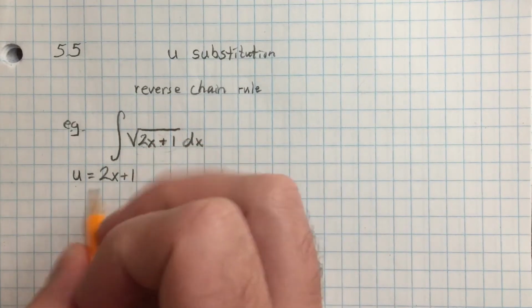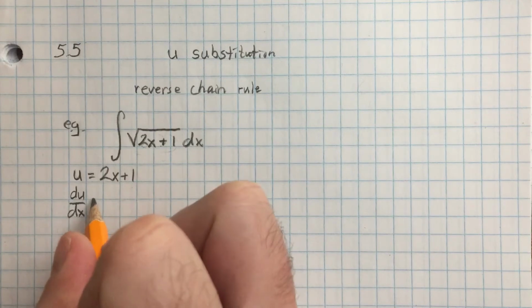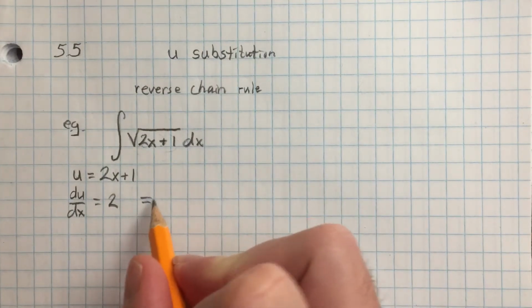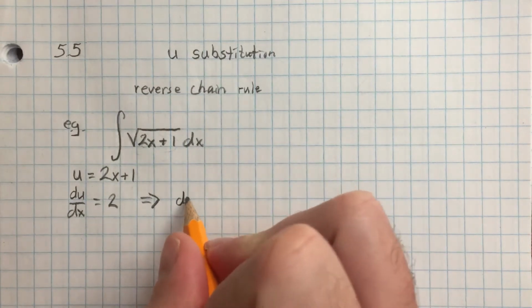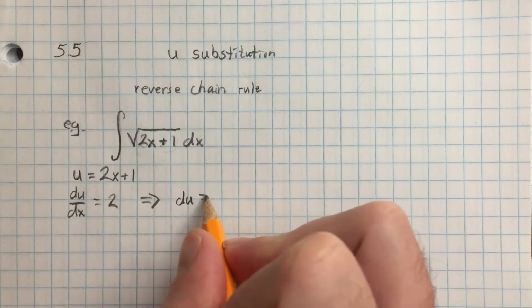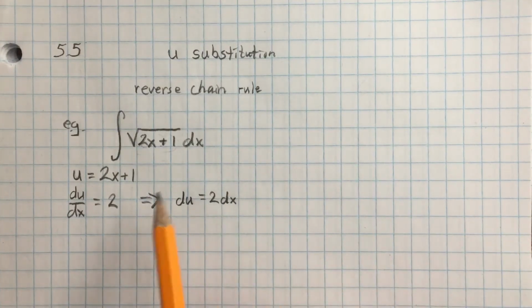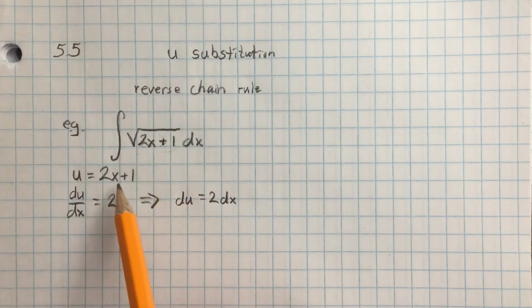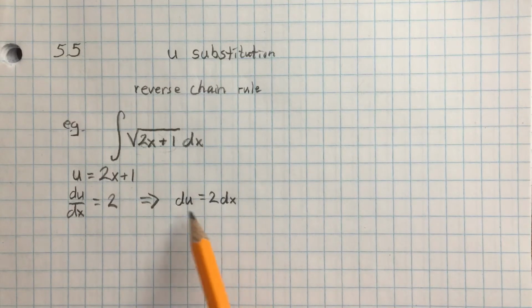So once I have that, I'm going to take the derivative with respect to x. So du dx equals 2, because it's a linear function. That immediately implies, moving this differential over here, we'll have du equals 2 dx. Right? So these are the two parts I want. I want to declare u to be some part of this function, the integrand, usually the inner function of a composition. And then I immediately take the derivative and I move the differential dx to the other side. So I have du equals 2 dx.